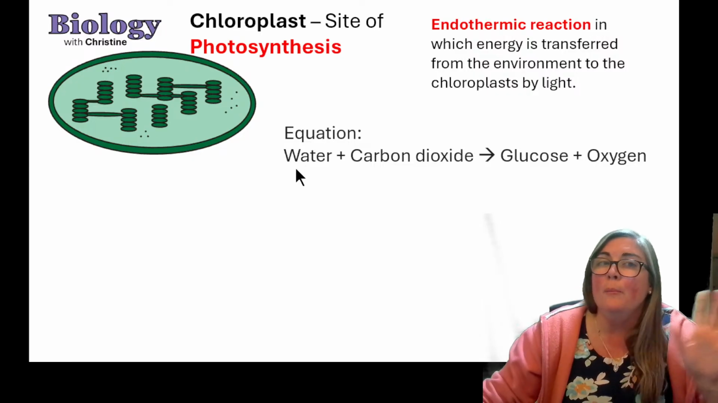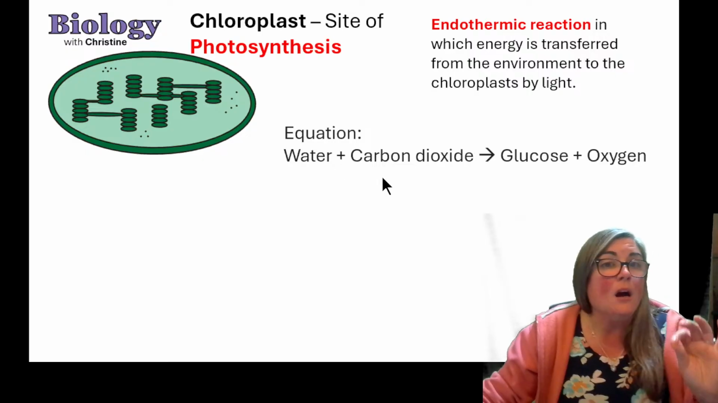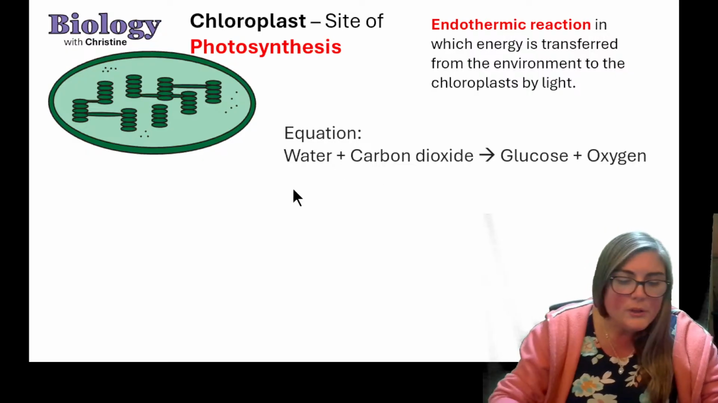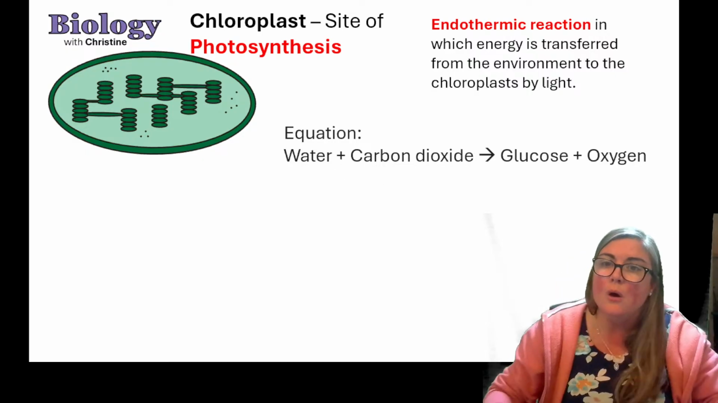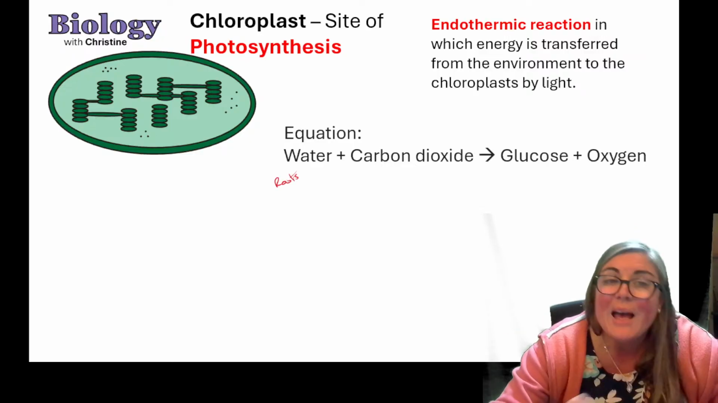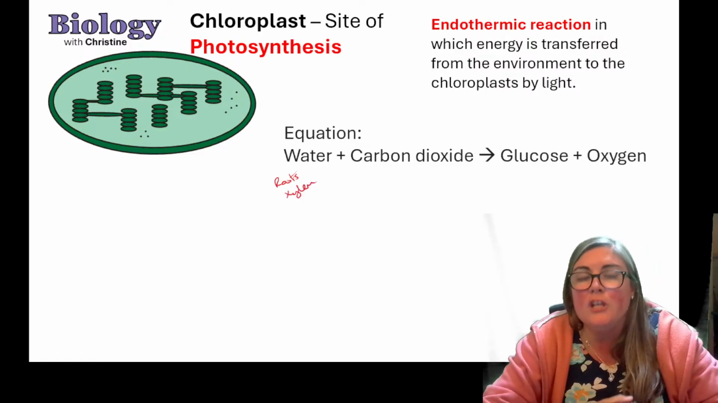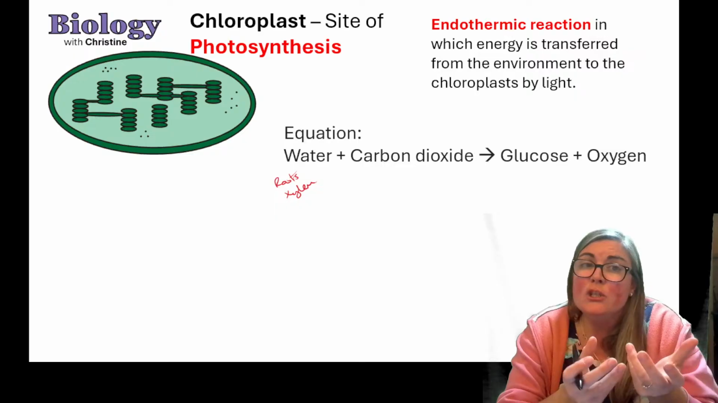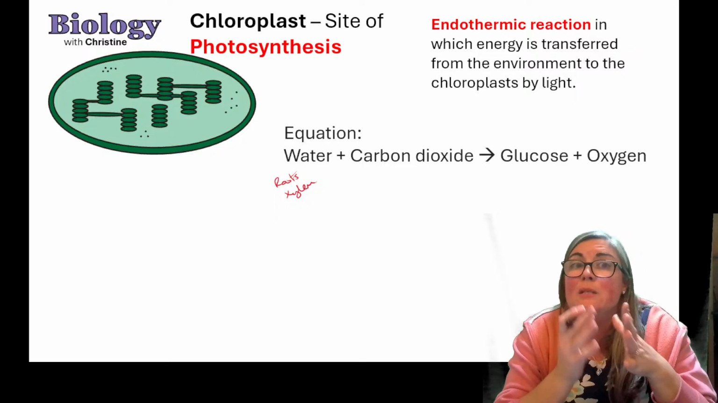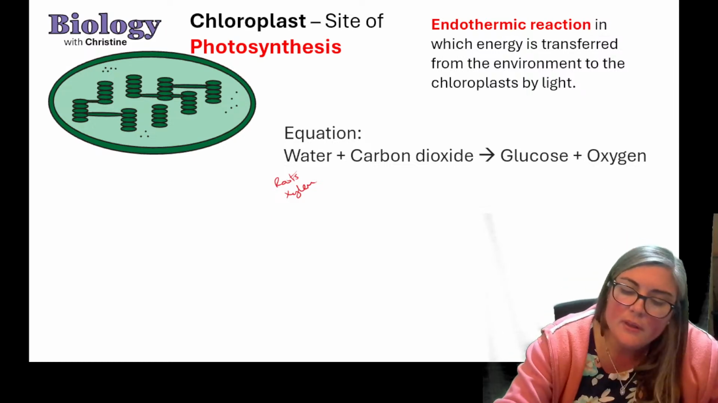So we know that the plant needs water. We know that the plant needs carbon dioxide. So where does the water come from? Well, you should know that the water is coming from the roots and is then transported via the xylem, which is a tissue for transporting the water up to the leaves.